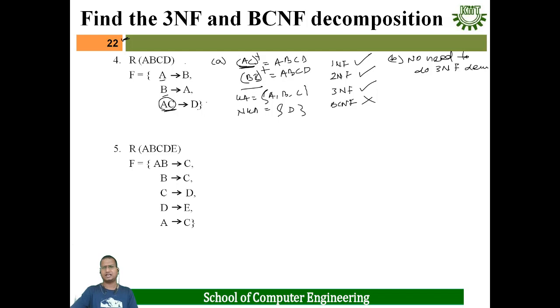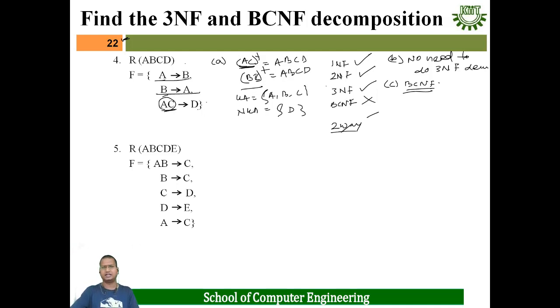Then in the third part, we will do BCNF decomposition. In BCNF decomposition, which one is creating problems? A determining B and B determining A. These are similar, and these are creating problems. That's why in one table we will take AB. This can be done in two ways. Okay, what are they? I am telling.